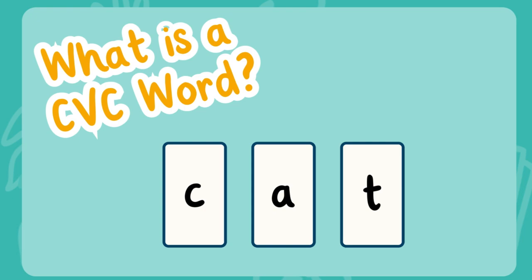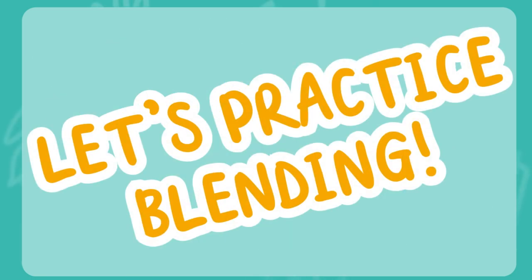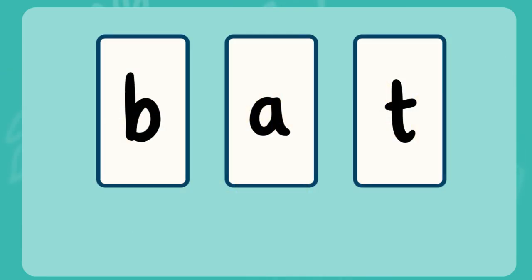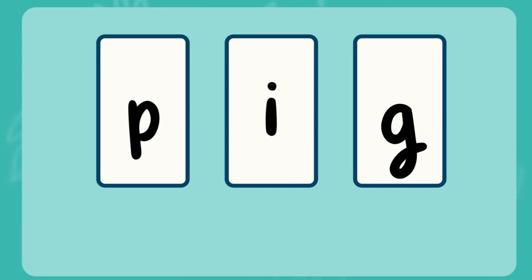Let's try and blend this word out. K-at, cat. C-A-T makes the word cat. Let's practice blending some more words. B-at, bat. Nice work. Let's keep blending.